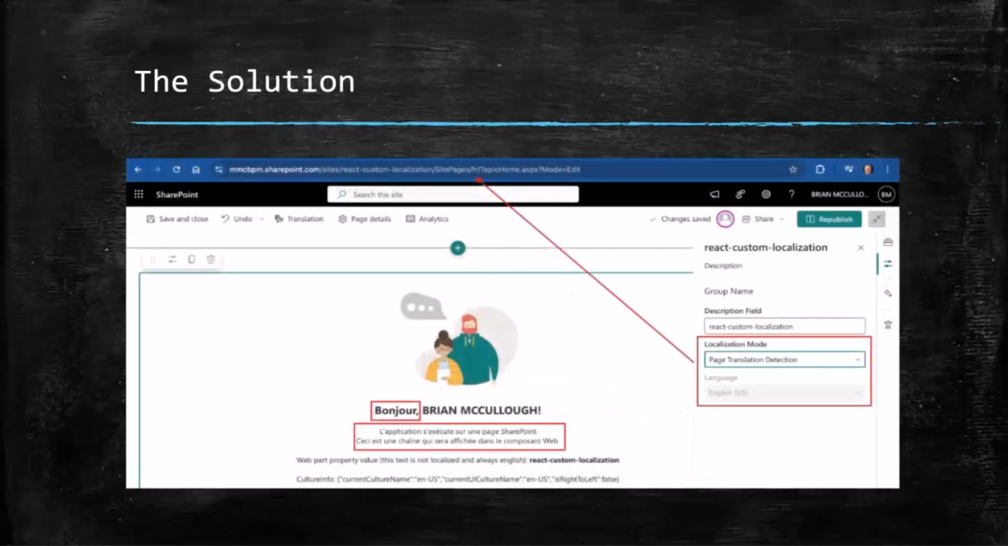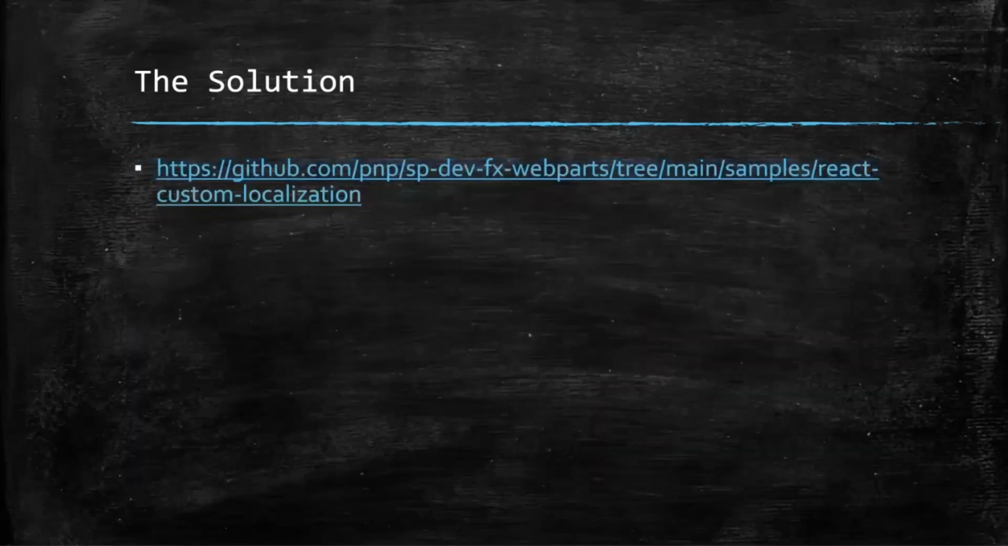And so what is the solution? What we did is we wrote a little code into the web parts and detected if we were on a translated version of a page, and then pulled in the correct translations and displayed them within the web part itself. And that's it. Not a lot of slides here, so we're just going to go right into the code.